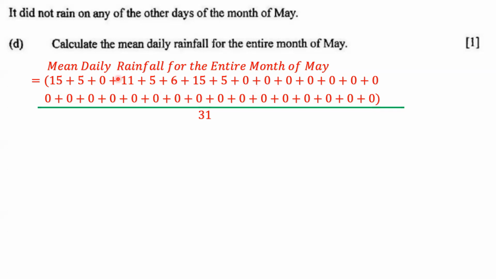And if you actually count them, it's 31 numbers because there were 31 days. So we add what we had the first 8 days plus the rest of these zeros, right? And all of this is 31 data points, and so we put it over 31. So when we add it, it's going to be 62 millimeters all over 31. And the answer is 2.